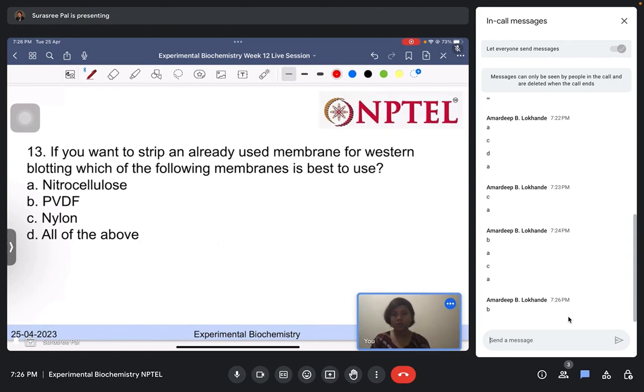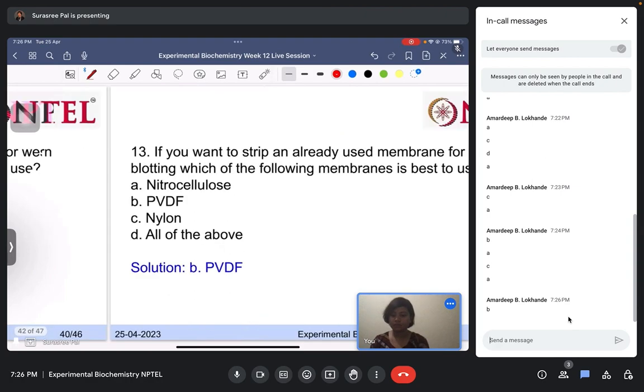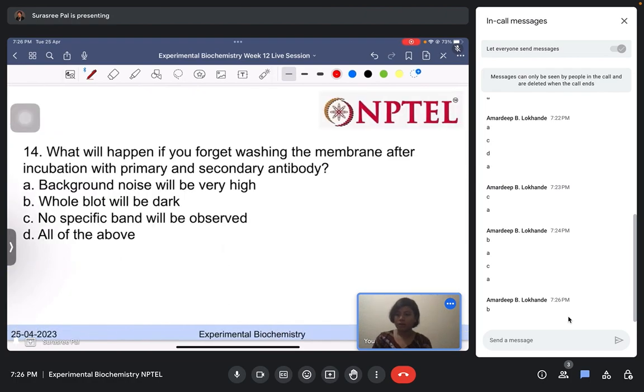Yes, PVDF is a good option for stripping a membrane. Nitrocellulose is also a good membrane, but for stripping, suppose you have used a membrane and you want to reuse it. You have transferred the samples on the membrane, and then you want to remove the antibodies that were used for detection, and then incubate the membrane with another set of antibodies. For that, PVDF is a very good option. Next question.